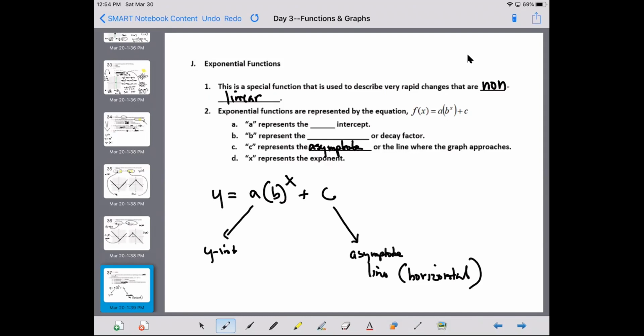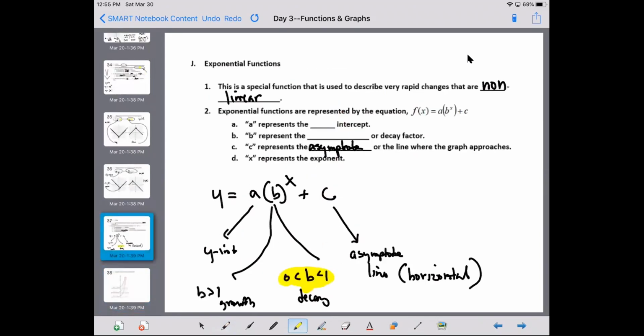The b value is going to tell you one of two things. If b is greater than 1, you know you're going to have a growth factor. You know it's going to increase. If b is less than 1 but bigger than 0, then you know you're going to have a decay. All this means is if you see a fraction or a decimal, you know that graph is going to decay. Let me back up. So A represents the y-intercept, and B is going to represent the growth or decay factor.